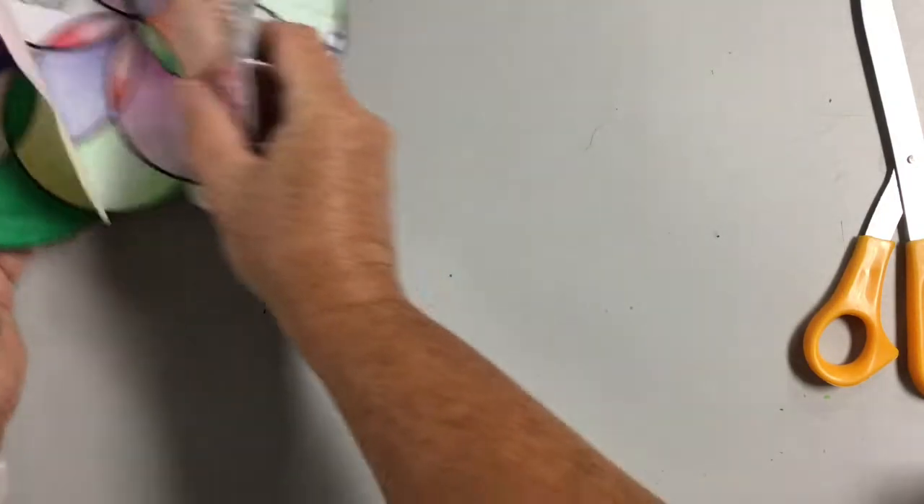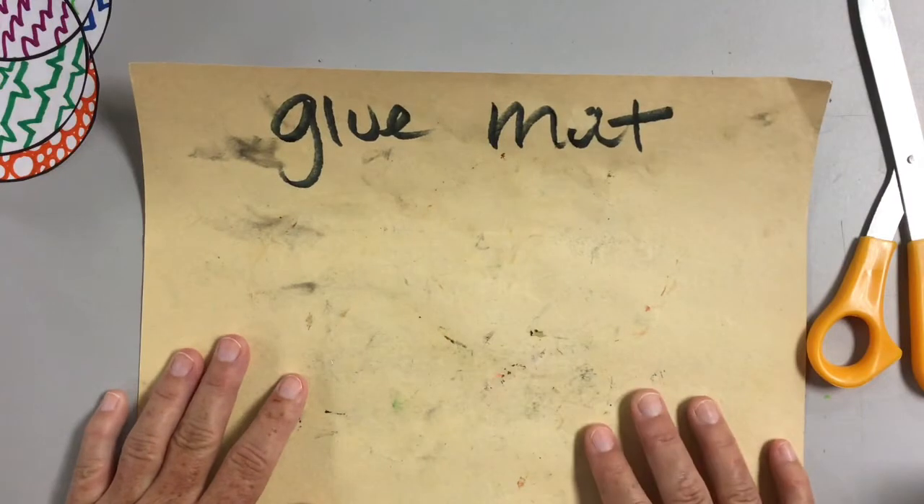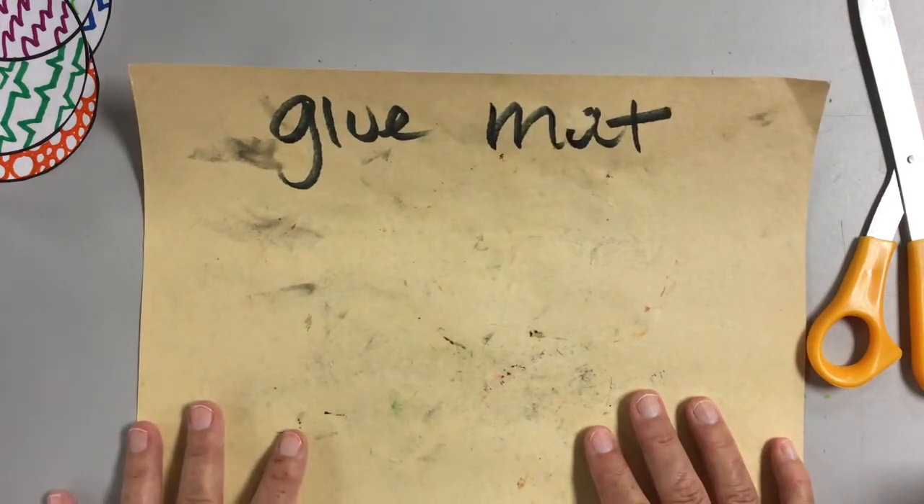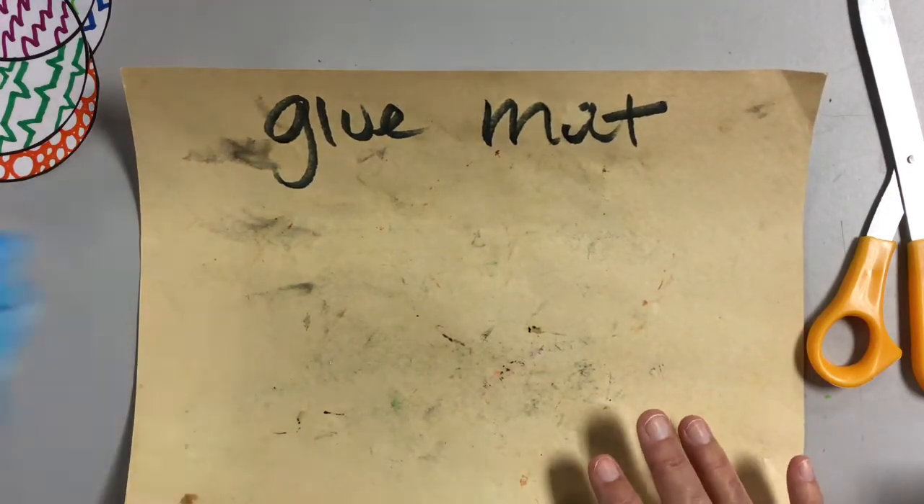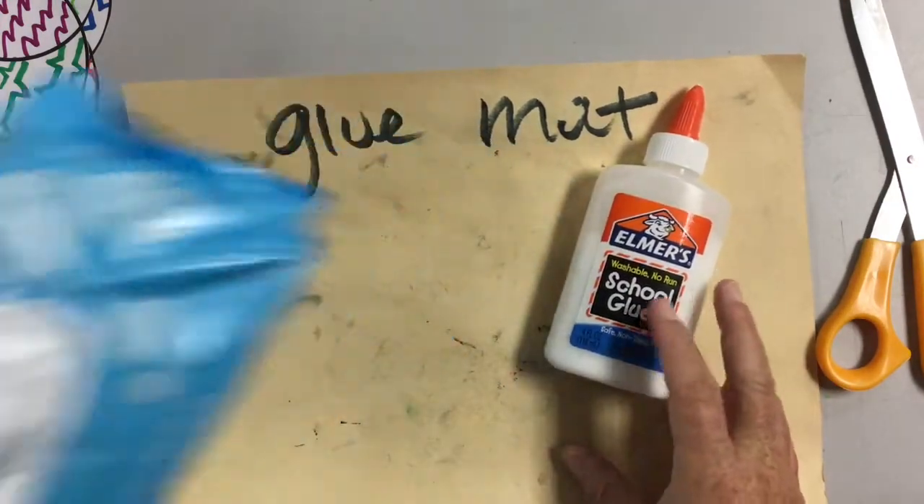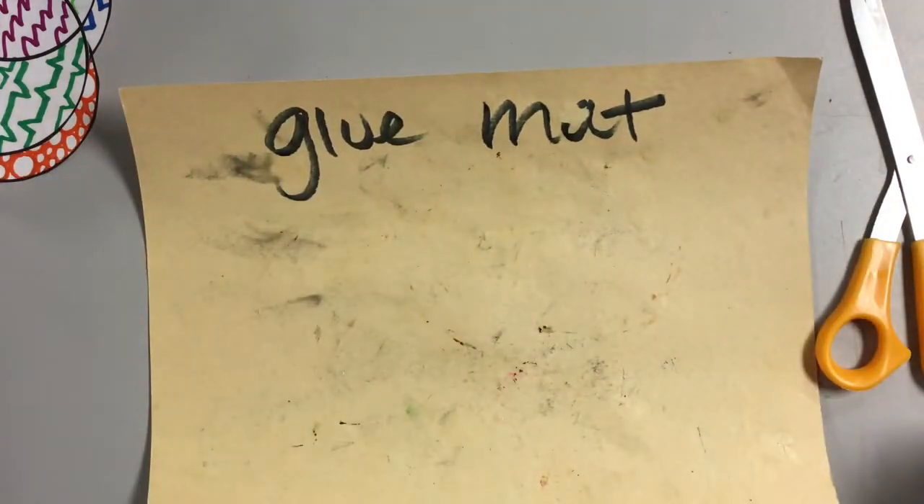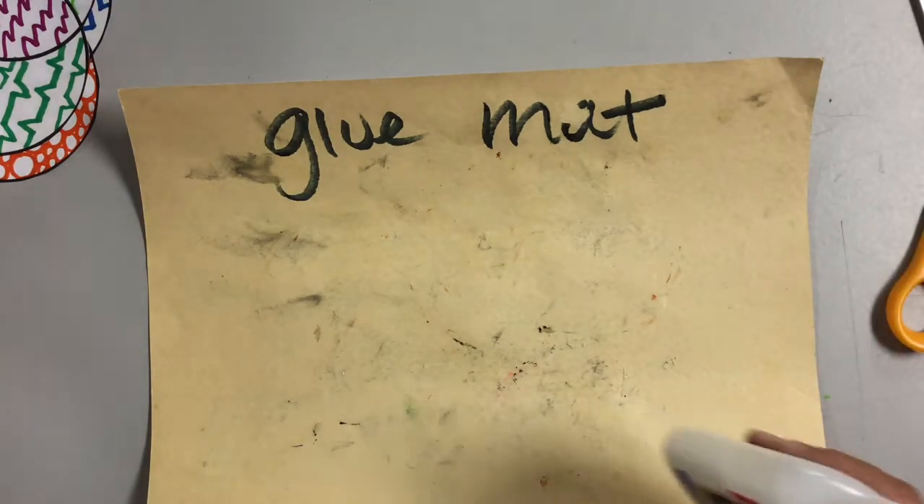And now we're gonna glue. In the class, we're gonna use what we call a glue mat. This is just a surface that we can glue on so we don't get glue on the table and then all sticky and everywhere. And then also in class, we have wipes so we can clean our fingers, and we'll need our bottle of glue. If you're at home, you just wanna probably get a piece of scrap paper or something that you can use instead of gluing right on your desk or something like that.